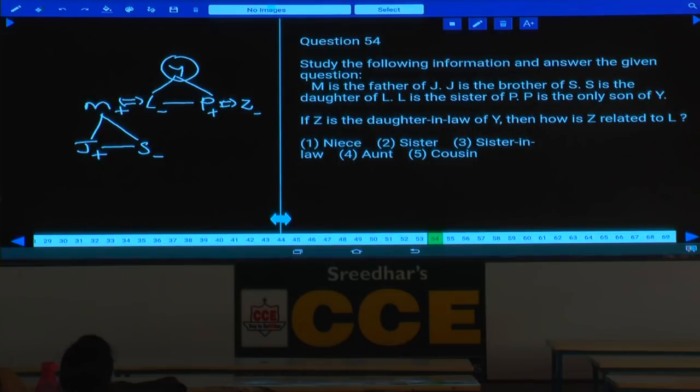If Z is the daughter-in-law of Y, then how is Z related to L? Now Z is the wife of P, and P is the brother of L, and that means brother's wife. Brother's wife is sister-in-law, that is choice 3. L's brother is P, brother's wife is Z, hence L's sister-in-law is Z. Question number 54, choice 3.